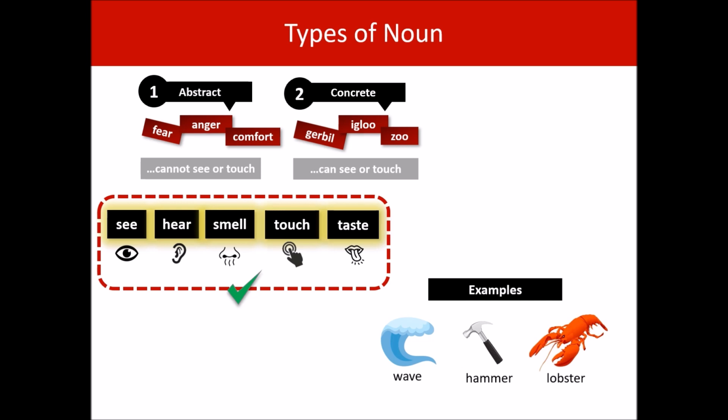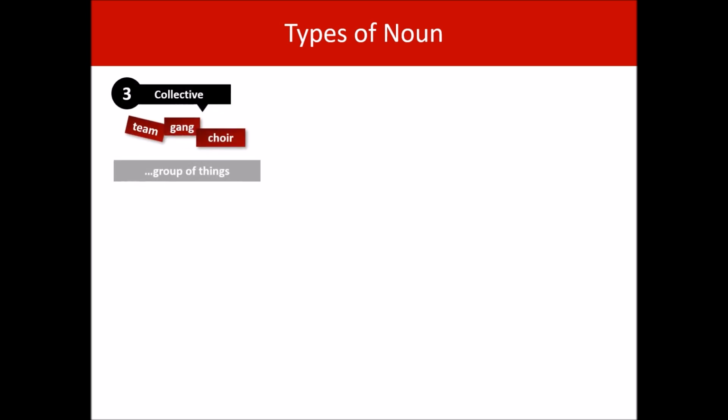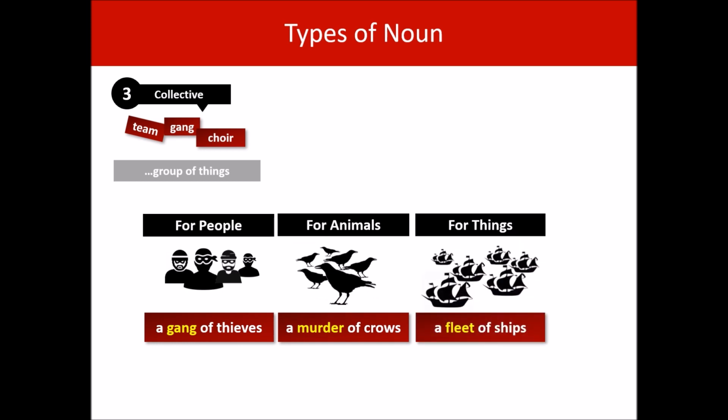Number 3. A collective noun. Examples are team, gang, or choir. These are groups of things. You get groups for people, you get groups for animals, and you get groups for things. So for people, a gang of thieves. For crows, a murder of crows. For ships, a fleet of ships. So they are collective nouns.